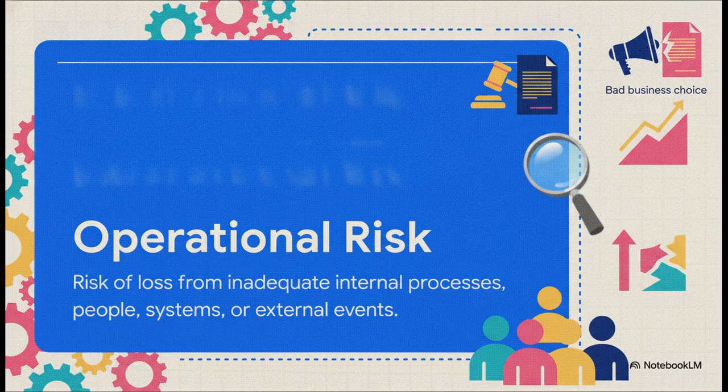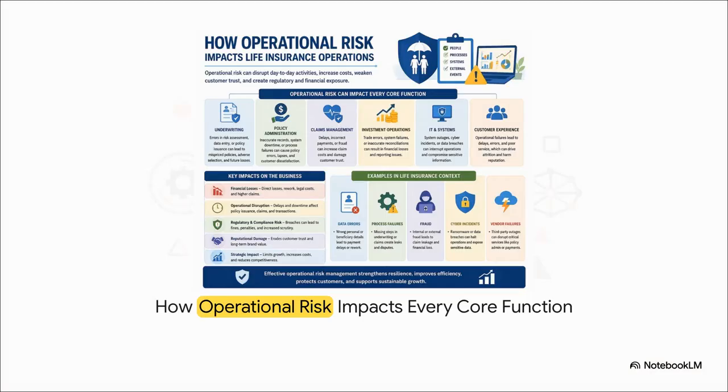However, it deliberately excludes strategic and reputational risk. So if a company just makes a bad business choice or suffers bad PR, that's outside our scope today. We are focusing strictly on the internal engines of the business. Okay, let's dive into what those engines look like in a life insurance context.